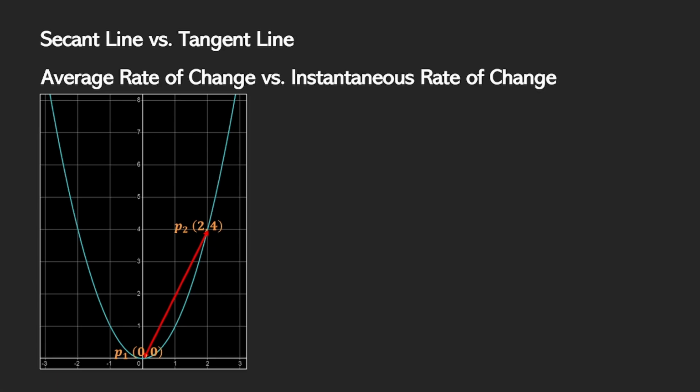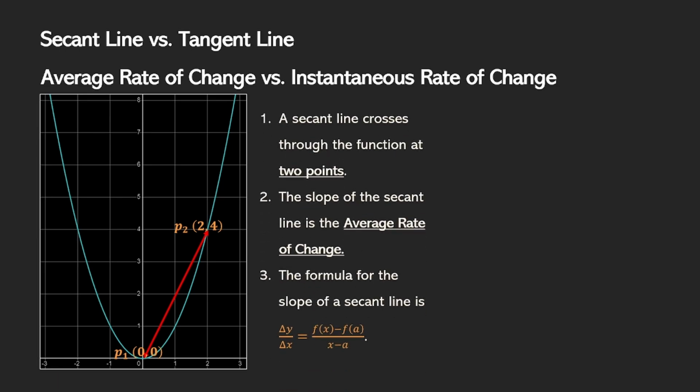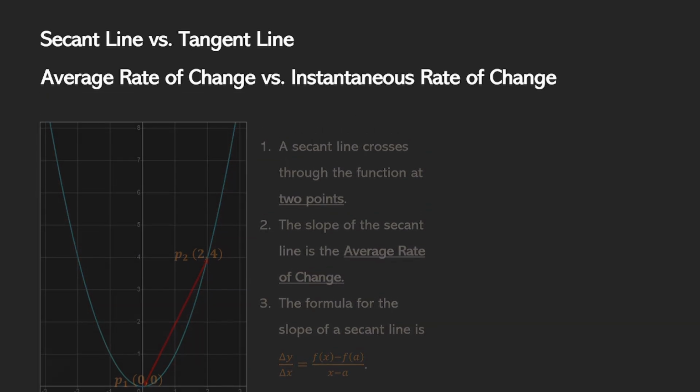It's a really helpful video to get you started on that. Alright, well, before we continue, I want you guys to look at a secant line versus a tangent line, or the average rate of change versus the instantaneous rate of change. So this graph here is from the problem we looked at before, where we picked 2 points and drew a line. This is a secant line. A secant line crosses through the function at only 2 points, 2 and only 2. The slope of the secant line is called the average rate of change, and the formula for the slope of a secant line is delta y over delta x equals f of x minus f of a over x minus a.